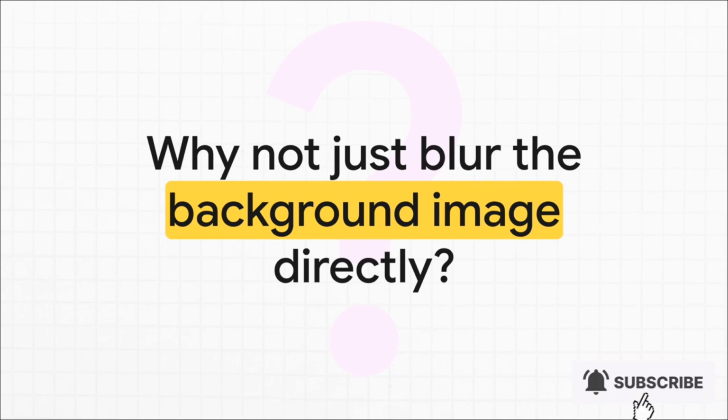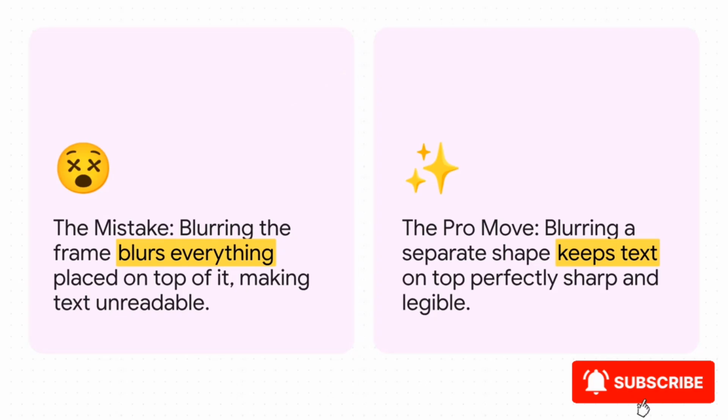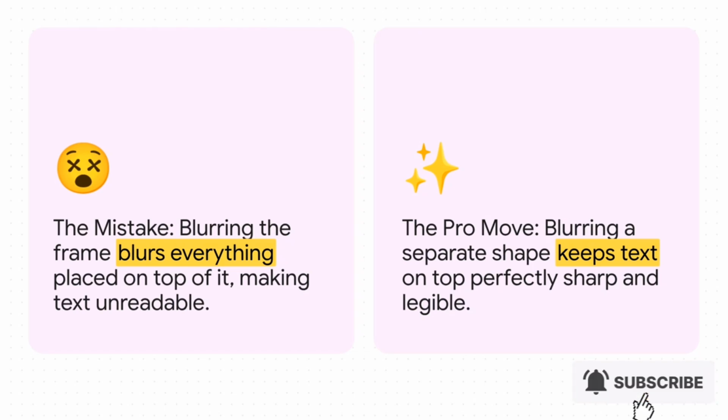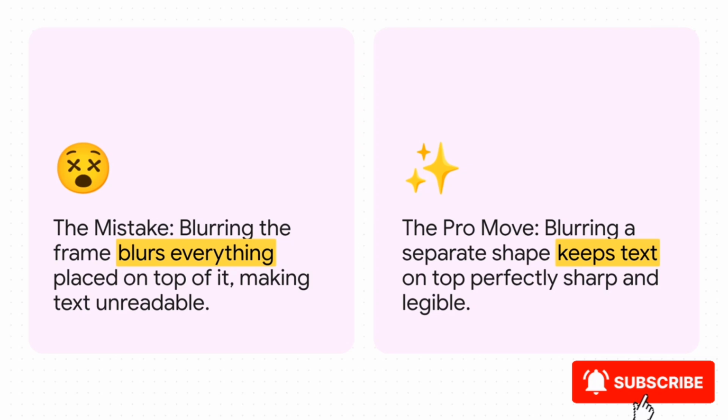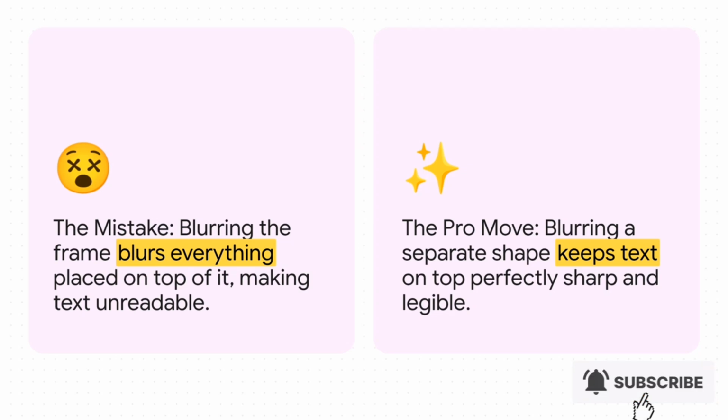But this approach leads to a major problem, especially once you start adding things like text on top of your glass pane. And here is the difference in action. If you blur the entire background, any text on top of it just becomes this unreadable mess. The pro move is to create a totally separate shape, place it above your background, and apply a background blur effect to that shape only. This lets you keep your text layer perfectly crisp while still getting that beautiful blur behind it.